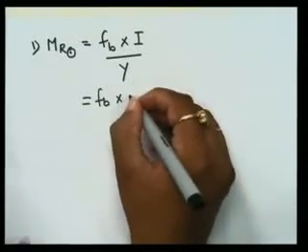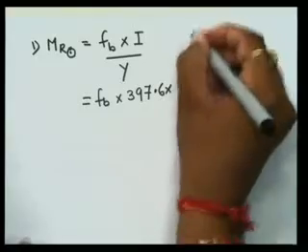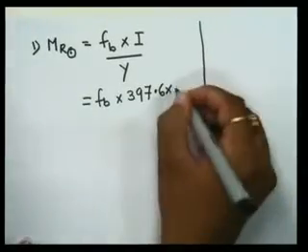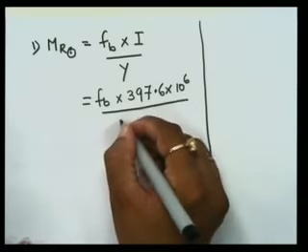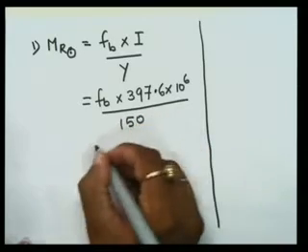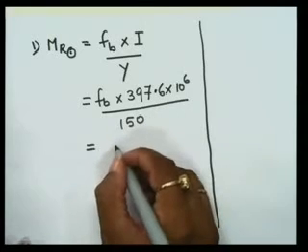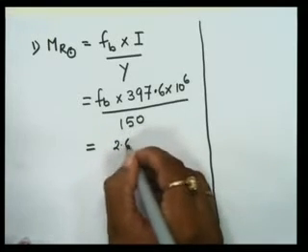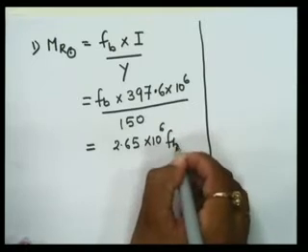For the moment of resistance of the circular section, Fb will remain constant. I we have calculated as 397.6 into 10 to the power 6, divided by y. The diameter is 300, so y will be 300 by 2, that is 150. So we get the moment of resistance as 2.65 into 10 to the power 6 Fb.